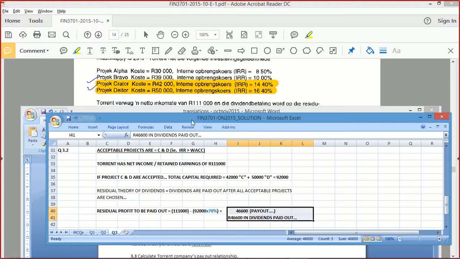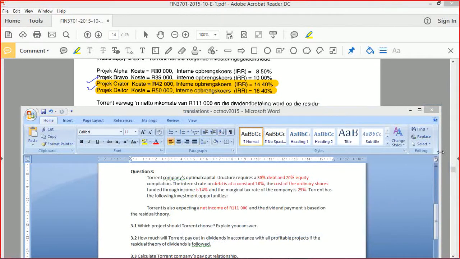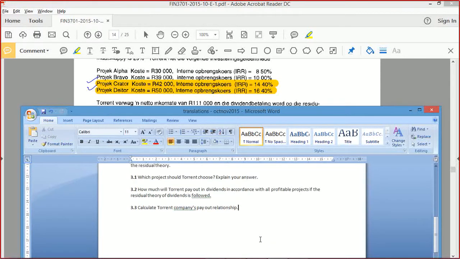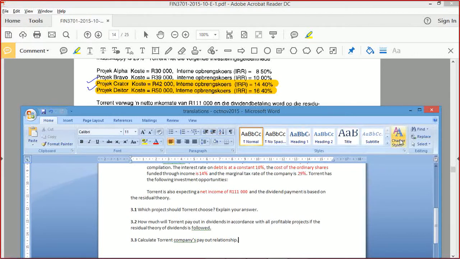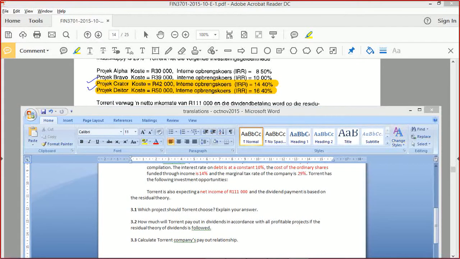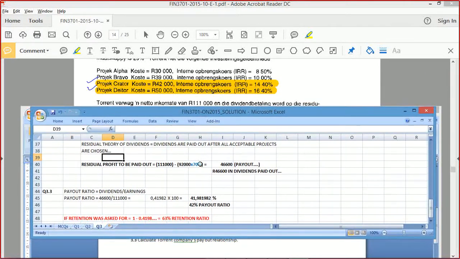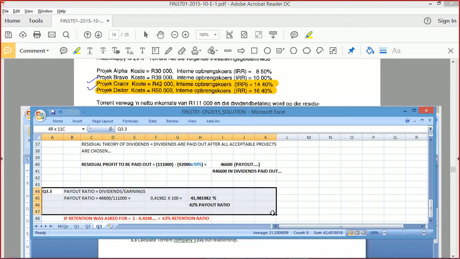Yeah, if they ask me any of this stuff, I'm pretty happy with it. Okay, good. All right, then the third question was just to calculate the company's payout ratio. That's easy as well. You take the 46,600 and divide it by the 111,000. And that will give you your payout ratio. That gives you about 41.42% if you round it up. Exactly. There you go.